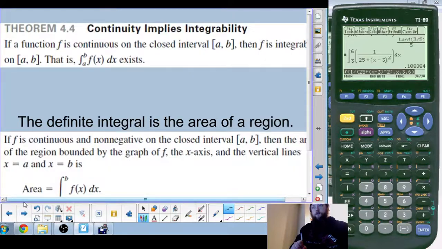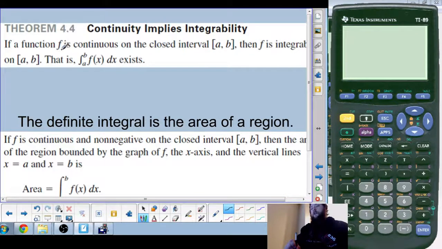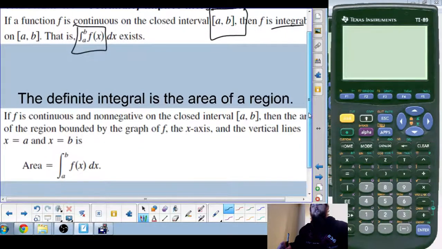All right, just vocabulary. So some theorems behind all this: if f is continuous and the interval a to b is closed, then f is integrable on a to b. And that means that the definite integral of f of x from a to b does exist. All right? And the definite integral is actually an area of a region. So that's what we kind of got into last week, but here it is again.